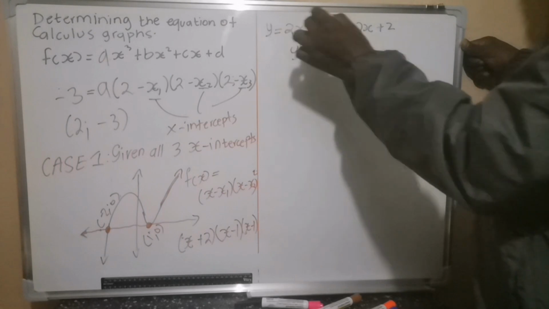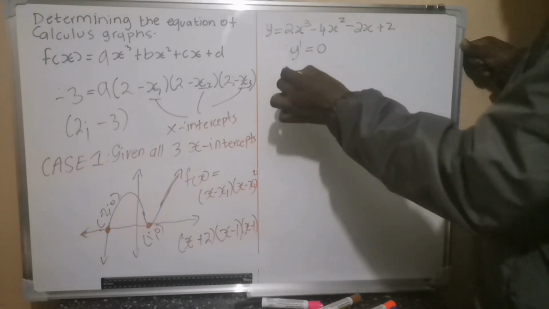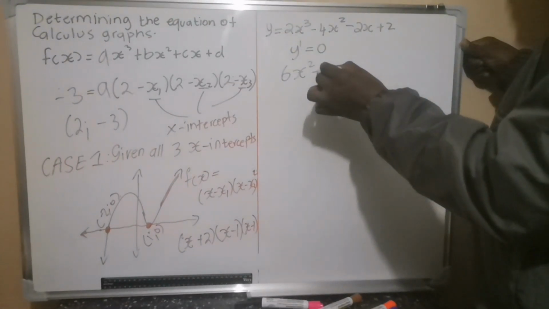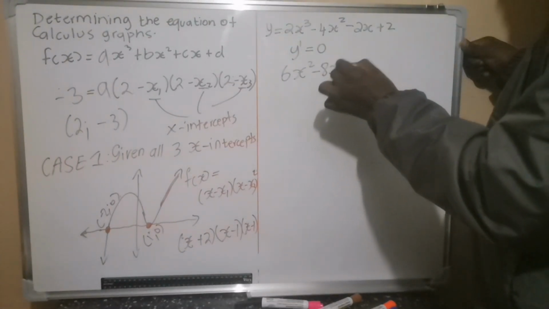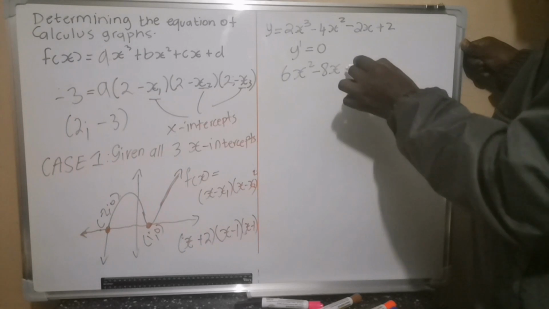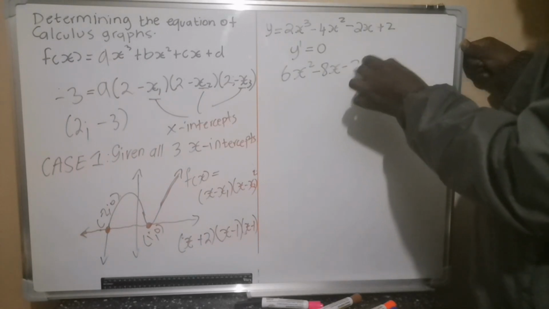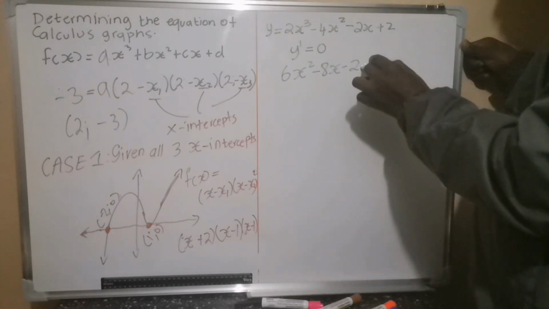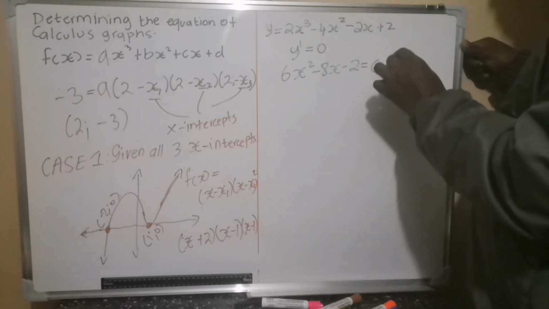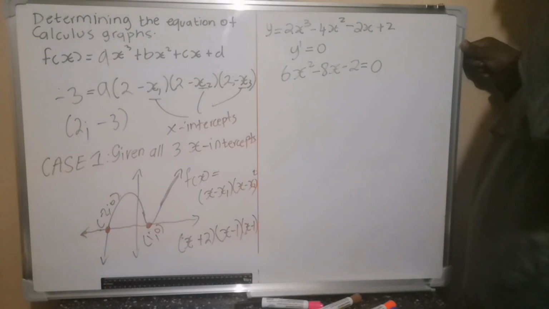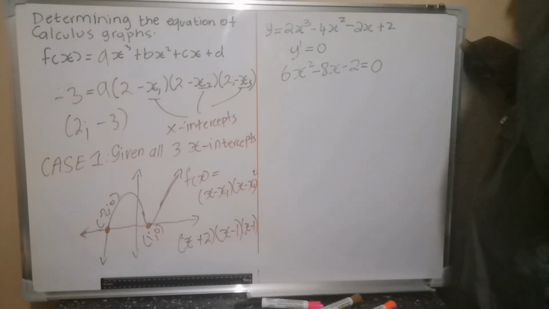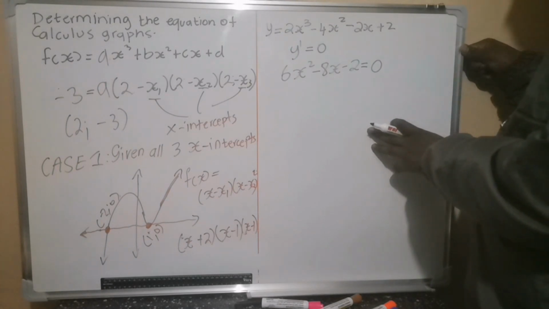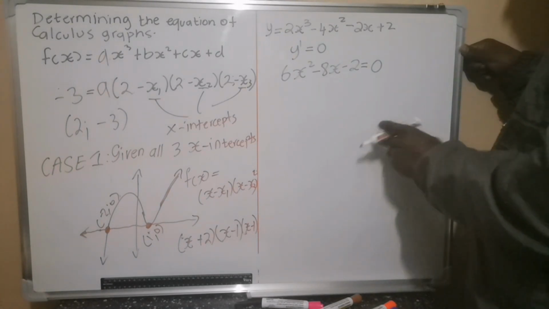Then you derive this equation. 3 times 2, 6x squared. 2 times negative 4 is negative 8x. 2 times 1 times 2 is 2, and this will be equal to 0. Then I can see that there are no factors for this one. So if there are no factors, you go to quadratic.